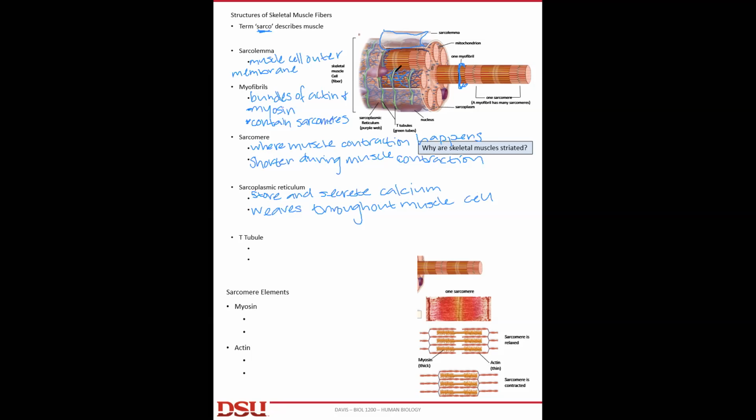Then we have our T tubules, which are these green guys right here. Okay, the T tubules transmit electrical signals into the cell. Signals that are going to be sent from the nervous system. What they actually are is little invaginations in the plasma membrane.